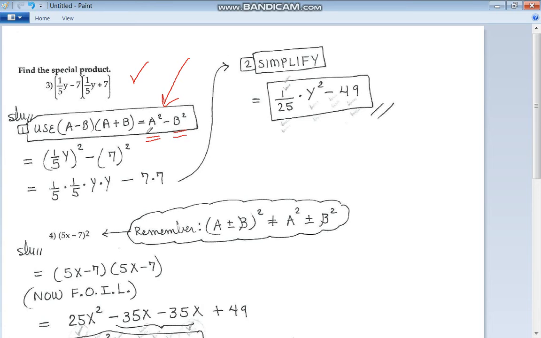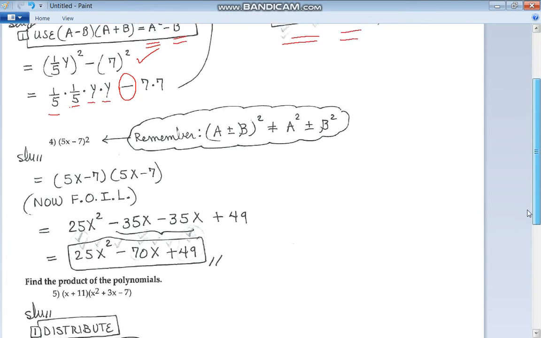Now put parentheses around the first term and the last term, and we get 1/5 times y, squared, minus parentheses 7 squared. Now 1/5 times y squared is 1/5 times 1/5 times y squared, which gives you 1 over 25 y squared. And then minus, don't forget the minus, 7 times 7 is 49.